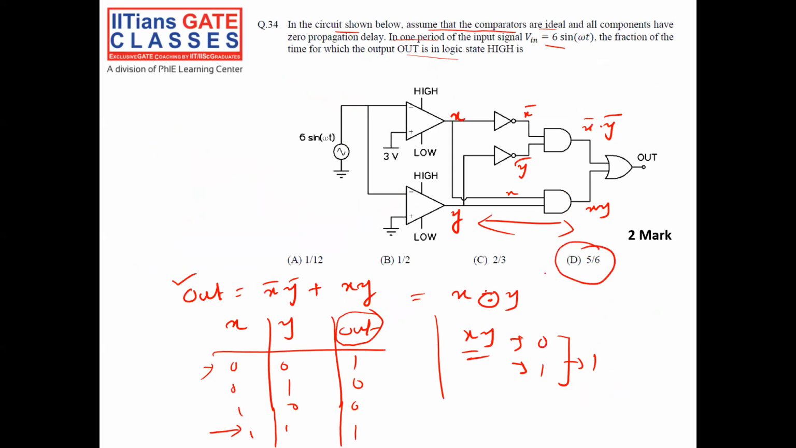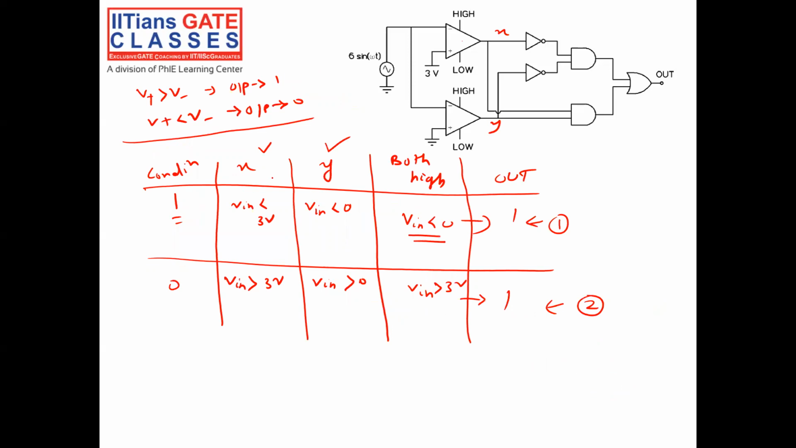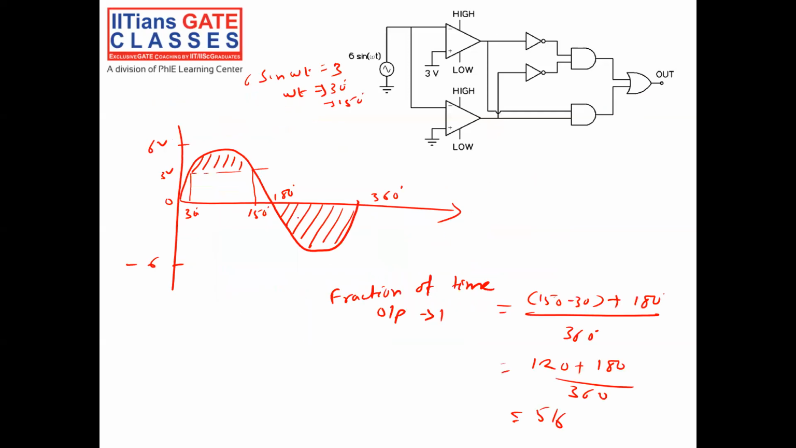So let me brief you. The first condition is my output will be high if both X and Y are 0 or X and Y are 1. Then I got the condition when X and Y will be 1: when V in is less than 0, at that time my output will definitely be 1. The second thing I did is get the condition when both X and Y will be 0. That also gives me output 1. Then I checked, during the entire course of one period, how much fraction of time my condition is met. That gives me the fraction of time the output is 1.